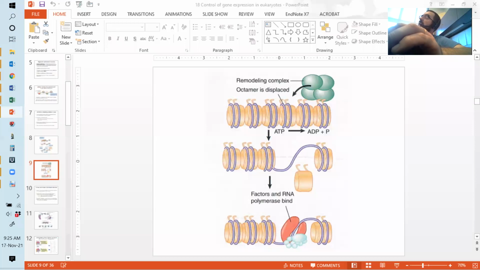So histones, what would you say? Naturally, they have a positive charge. And that's due to the lysine residues on their tails.